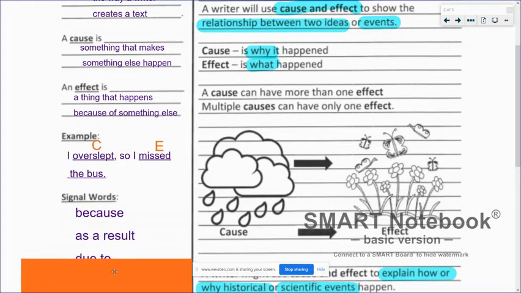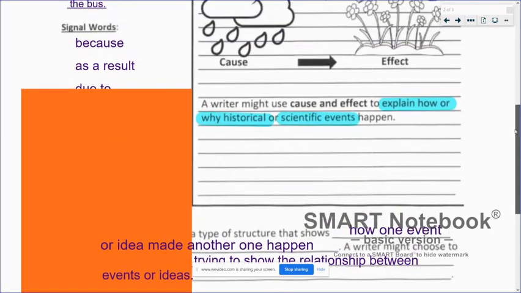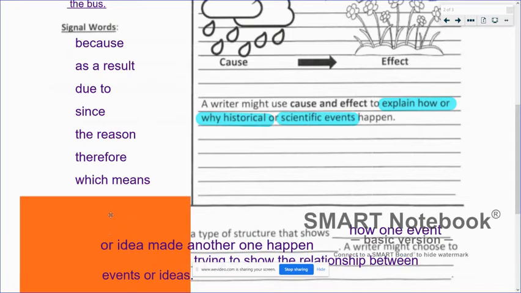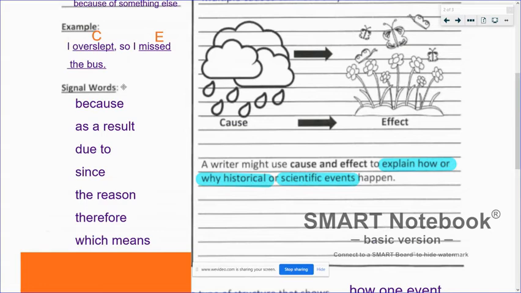And here are words that might be in a cause and effect passage. Doesn't have to be, but they might. So go ahead and jot these words down. They are signal words that it's cause and effect could be because, as a result, due to, since, the reason, therefore, which means. So these are phrases that might be in the writing that are signals to you that, hey, wait, is this cause and effect? And you can stop the video to write that.